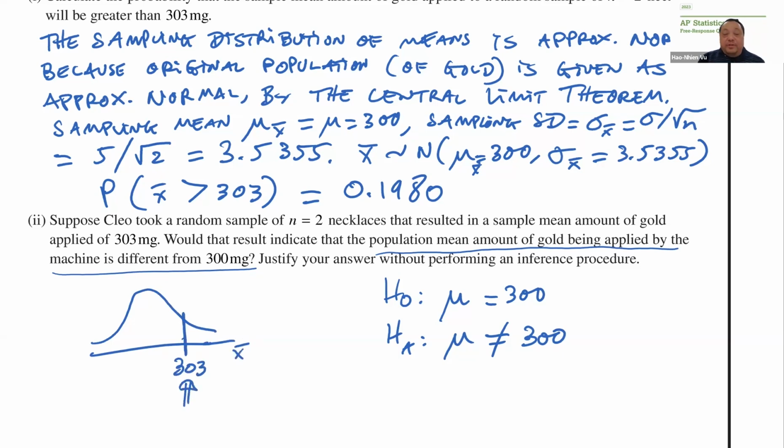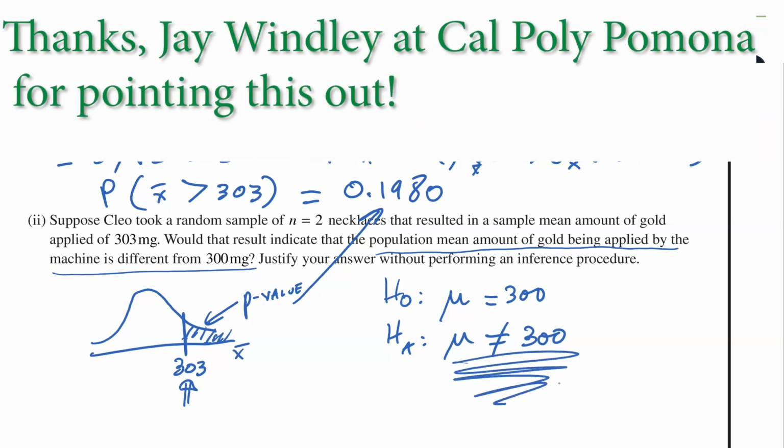The z-score of this would be the test statistic. And this probability that I already calculated up here would be the p-value on the right side of it. This is the probability of getting a sample as extreme as ours. And extreme as ours is 303 or more. So that's the p-value. Now, however, the HA is that mu is not equal to 300.